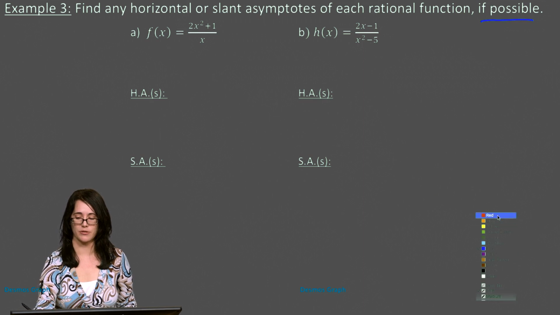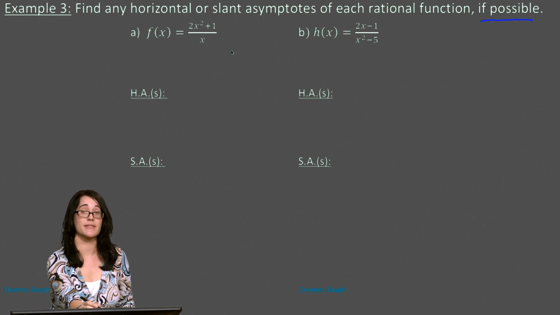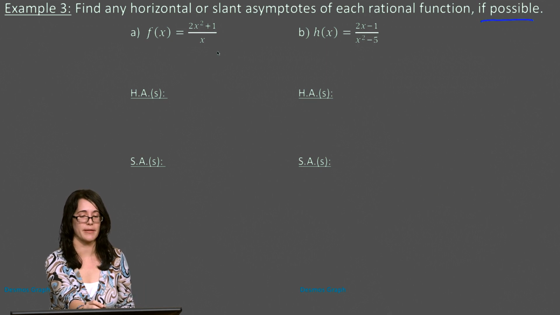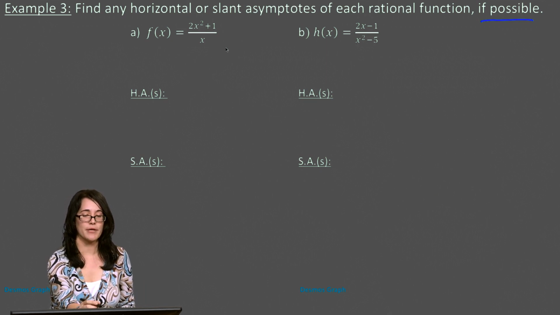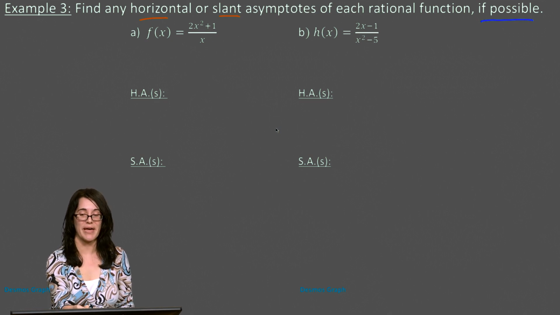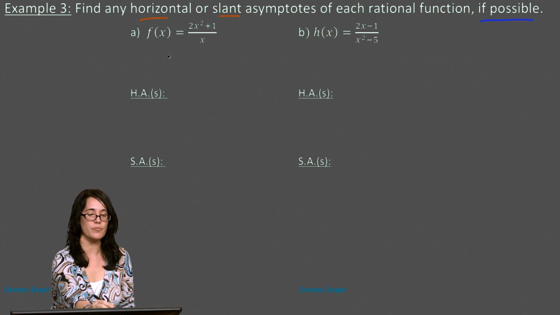So in that situation, I can see, well, does anything factor? And no, nothing does. But I'm not looking for a vertical asymptote, which would have been 0, by the way, by letting x equal 0. But instead, I'm looking at horizontal or slant asymptotes. And to do that, I compare the degrees. The degree of the numerator is 2, our highest power here. And the degree of the denominator is, that's right, it's implied to be 1.